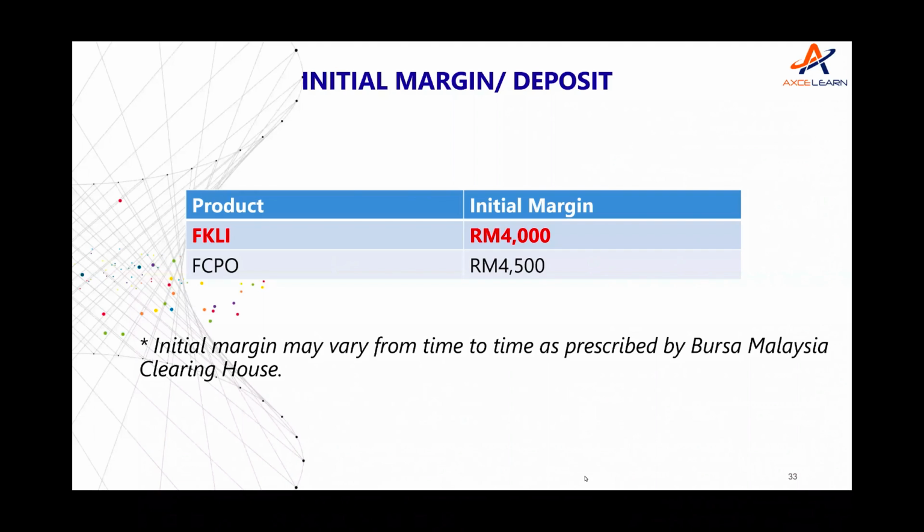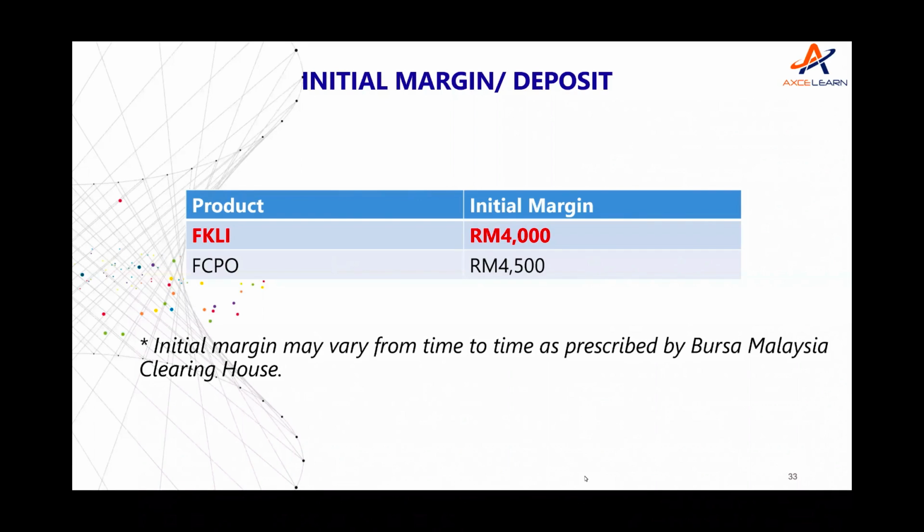For example, if the market is very volatile, Bursa Malaysia Clearing House might increase the margin required. For example, prior to the general election, the FKLI margin was requested to be higher. I can't recall at this moment what the margin required was, but I remember it was maybe somewhere about 5,000 plus instead of 4,000.